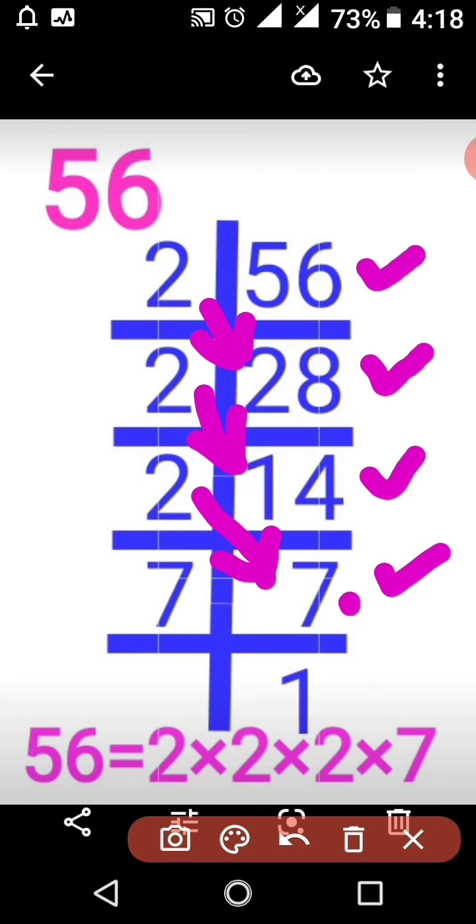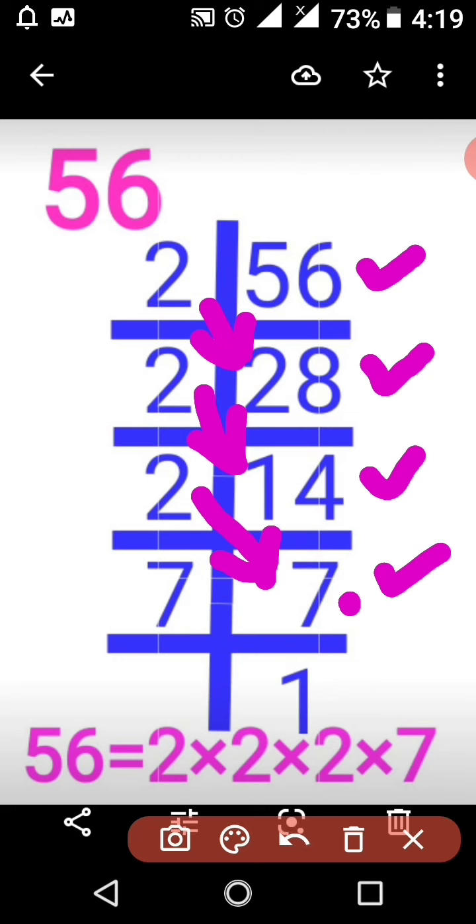If it is not divisible by 2, then move to the next prime number, 3. Is it divisible? No, 7 is not divisible by 3. Then move to the next prime number, 5. 7 is also not divisible by 5. After 5, what is the next prime number? 7. So 7 is divisible by 7. Every number is divisible by itself one time. So 7 ones are 7. Then stop the process.